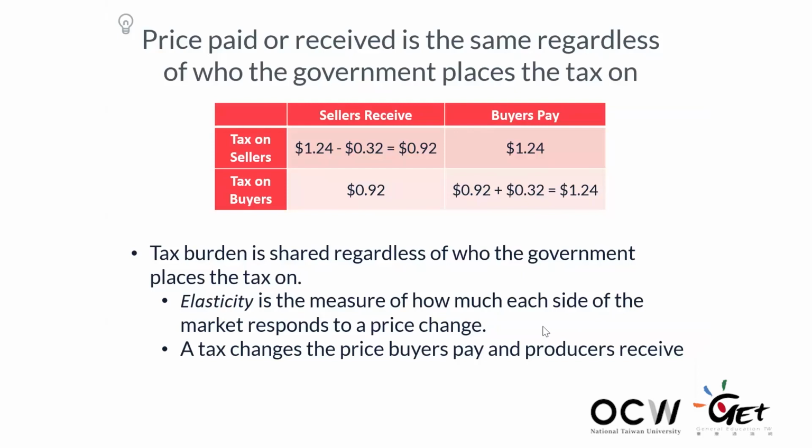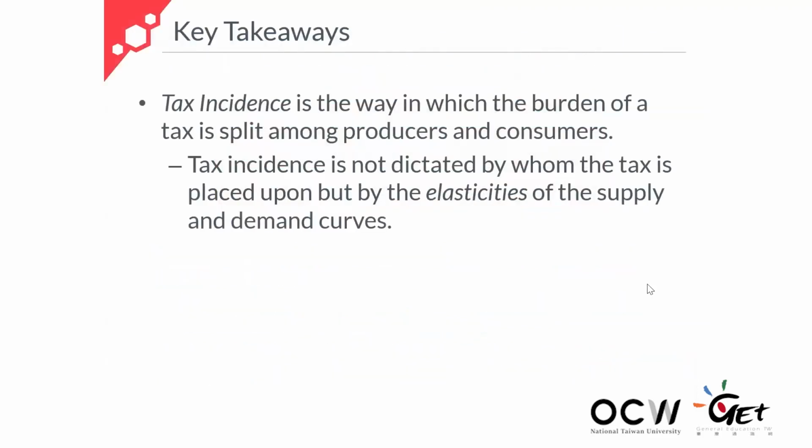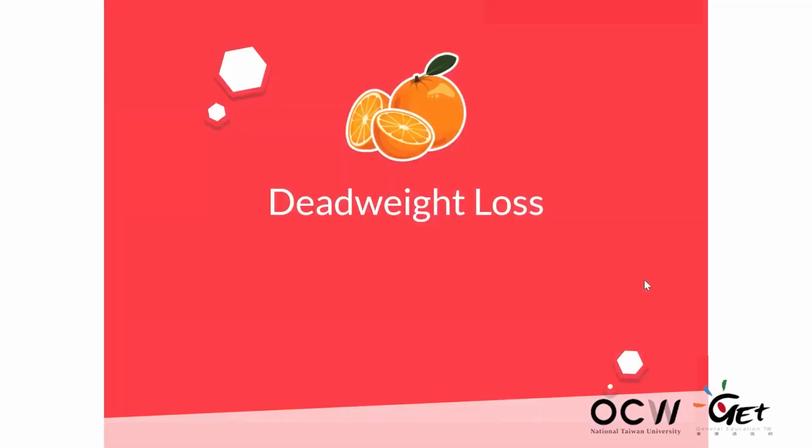So the effect of the tax is that it creates a wedge between what the buyers pay and what the producers receive. And the elasticity basically determines who shares a bigger burden of this tax. So the key takeaway: the tax incidence is the way that the burden is split between the consumer and the producer. And it does not depend on who the tax is placed on, but on the elasticities of the supply and demand curves.